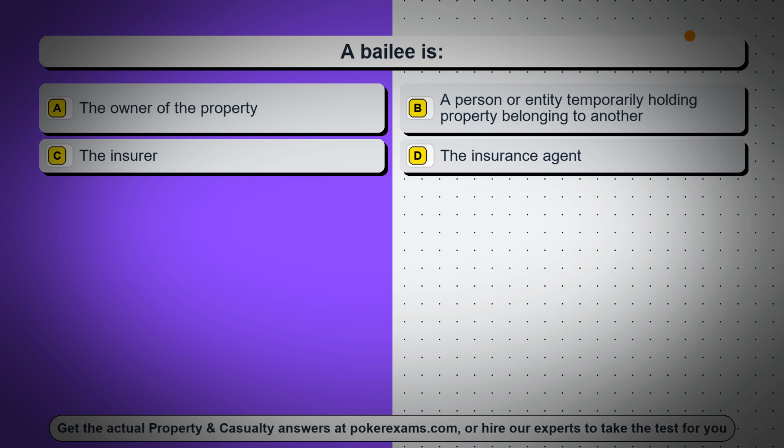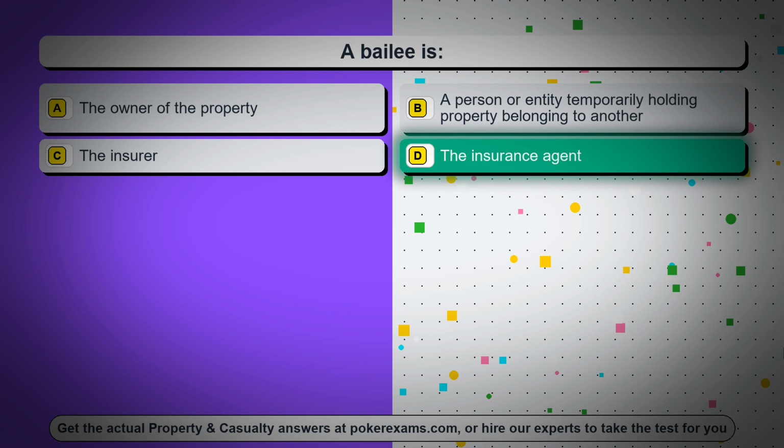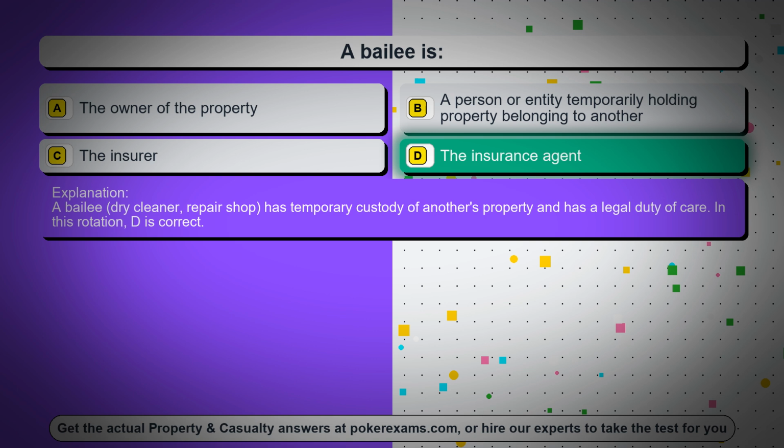Option C, the insurer. Option D, the insurance agent. The correct answer is option D, the insurance agent. A bailee, dry cleaner, repair shop, has temporary custody of another's property and has a legal duty of care. In this rotation, D is correct.